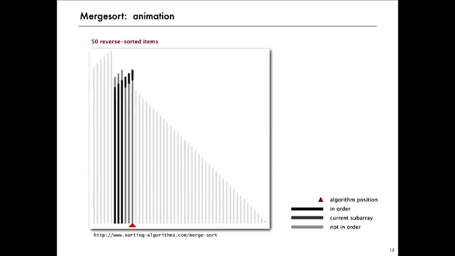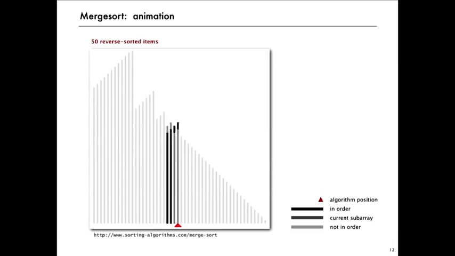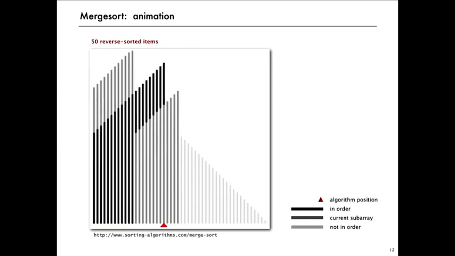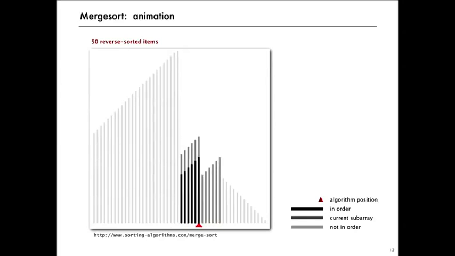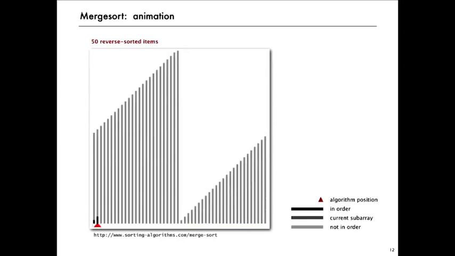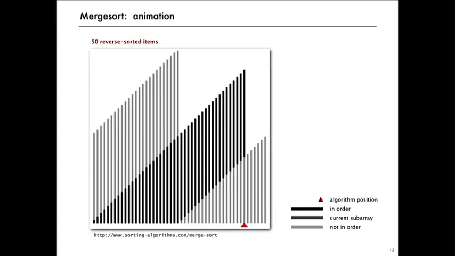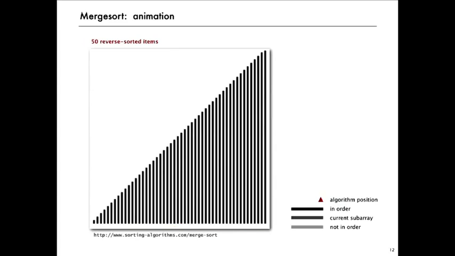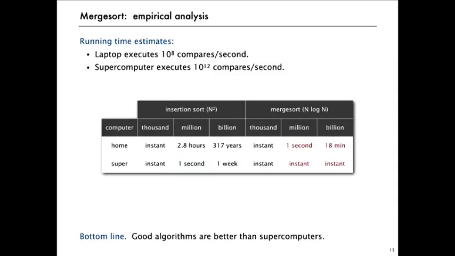Let's look at it when it's in reverse order. Again, it gets the first half done, now it's working on the second half. Once it gets the second half done, then it goes ahead and merges together the whole thing. It's just as fast on reverse ordered as in arbitrary order. So you can run Mergesort on huge problems. It's a very efficient algorithm.